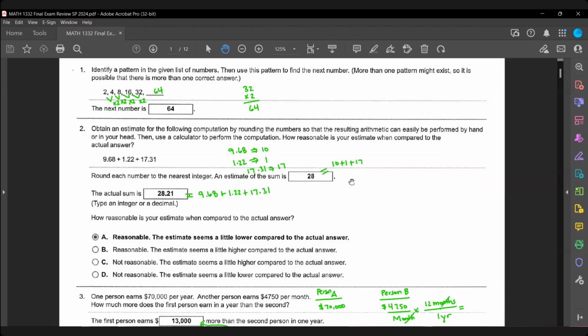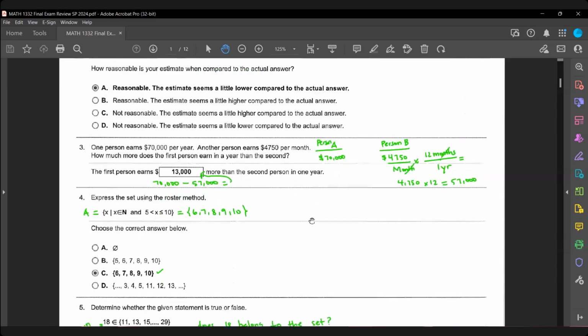Adding those three numbers, I got 28. The actual sum, I computed with the calculator and verified that it was 28.21. In this particular example, it is reasonable. The estimate is a little bit lower than the actual answer.